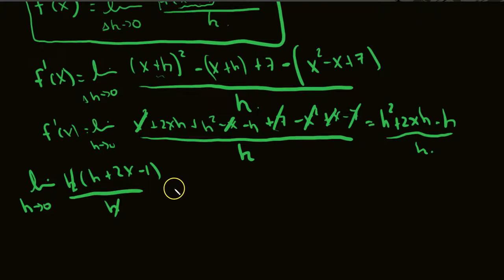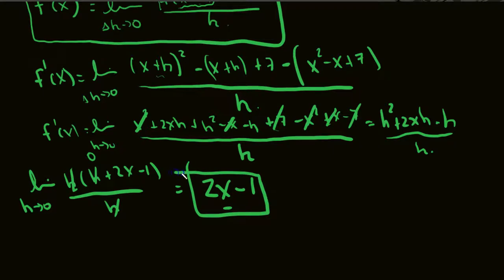So now we can actually evaluate this expression and make h go to 0, and we get our answer of 2x minus 1. You can't do anything with this x. Usually when you're using the limit definition of the derivative, you end up getting an expression in terms of x. So that is our answer.